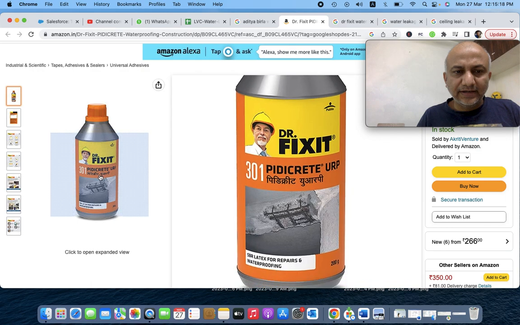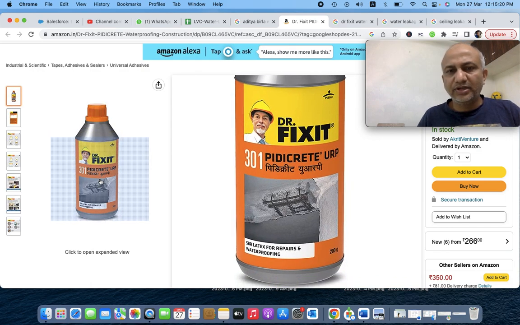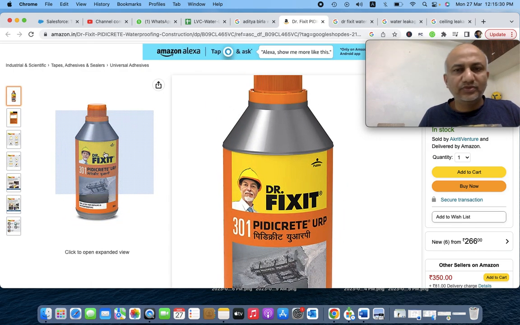This is like an acidic solution. You have to be careful while using this. It also gives a little acidic fume, HCl acid-like fumes. So you have to cover your nose with a mask or something whenever you are using it.